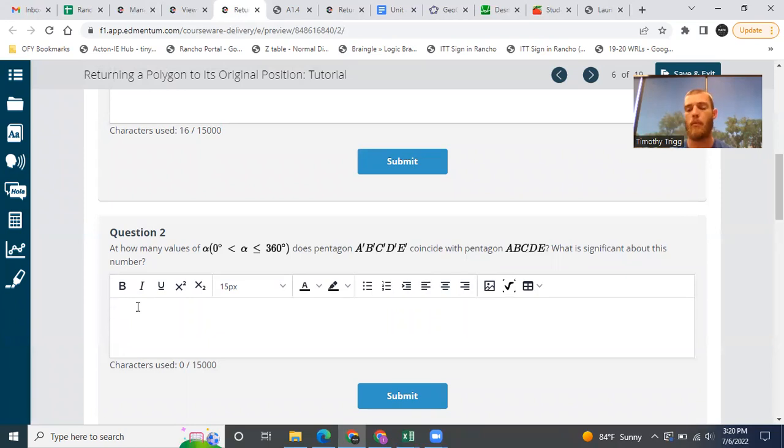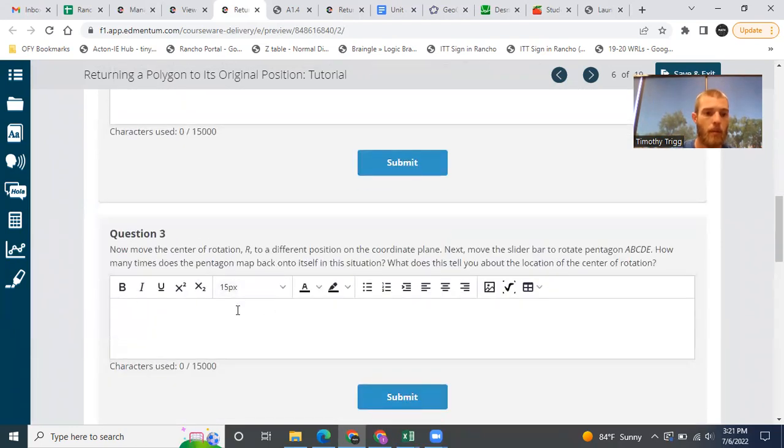For example, if it was a 6-sided shape, a 6-sided regular shape, a hexagon, there'd be 6 angles where it would line on top of itself. If it was a 3-sided shape, an equilateral triangle, there'd be 3 angles where it would line on top of itself. So however many sides and angles it has, that's also how many rotations there will be to line on top of itself, as long as it's a regular shape, meaning all the sides and angles are the same.